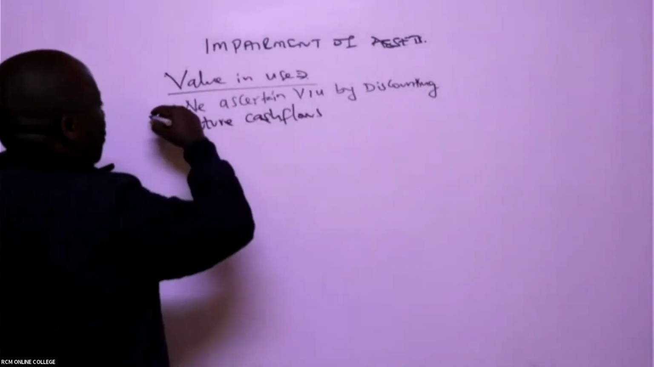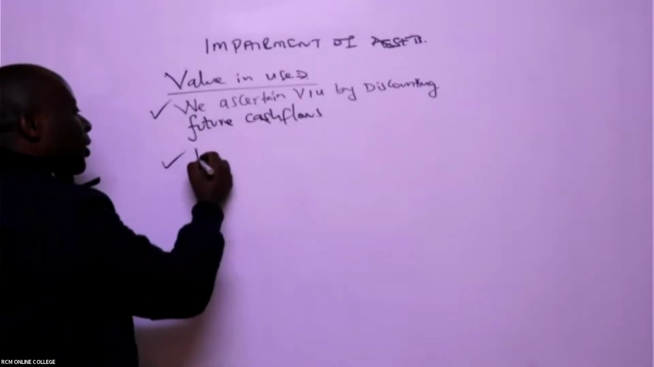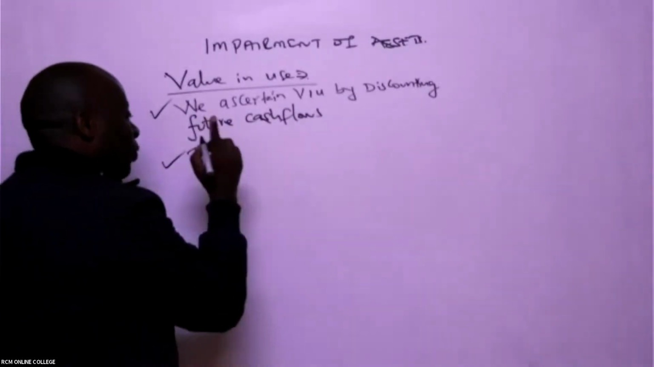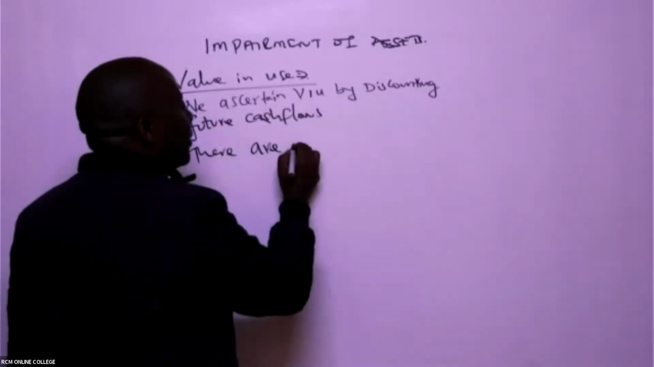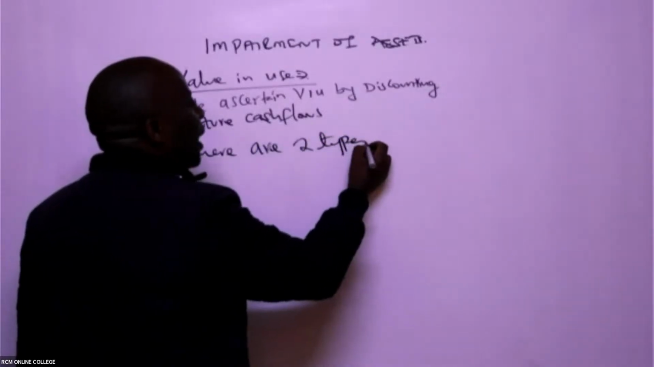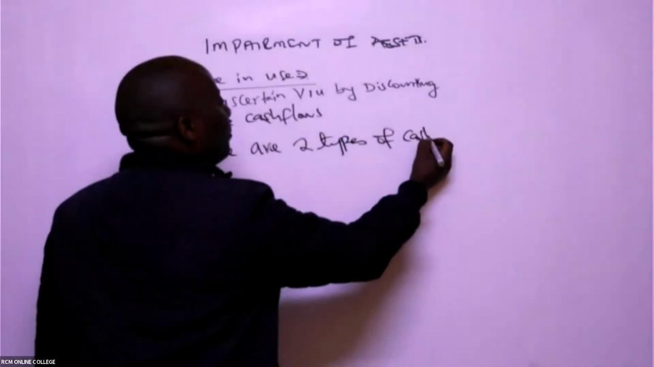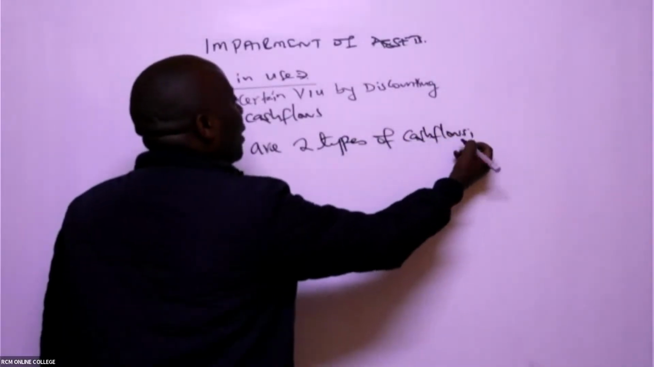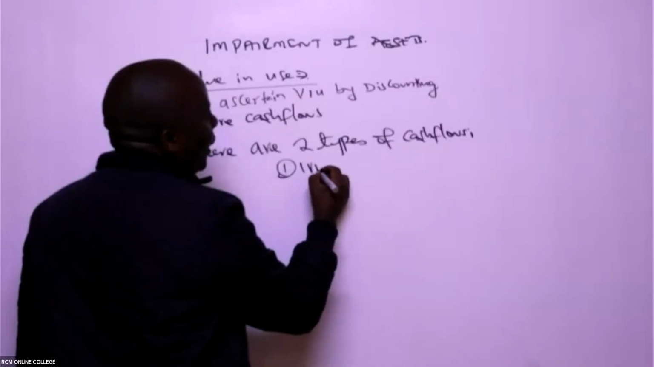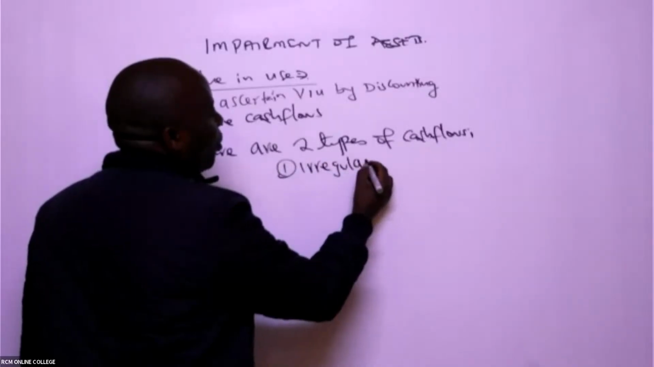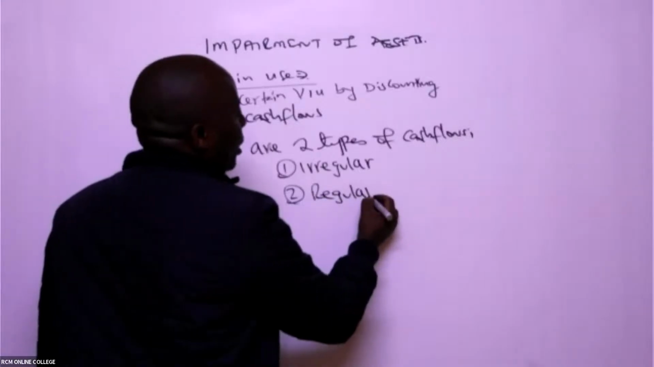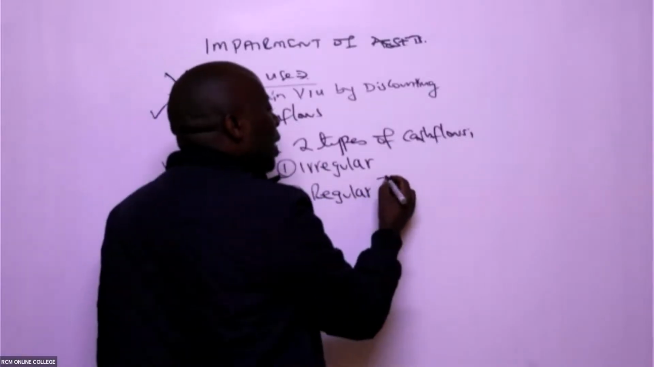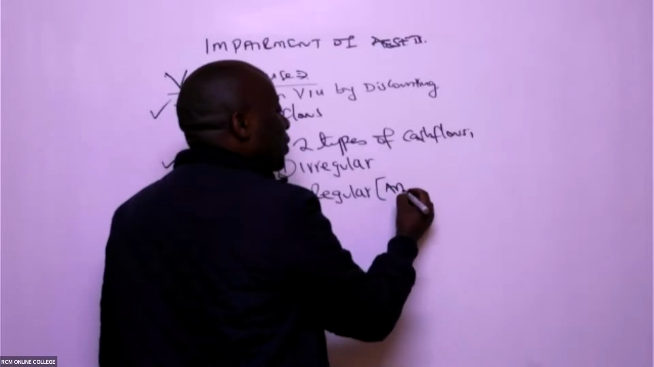Remember that there are two types of cash flows. Do you remember them from your LMS video, Learning Management System video? There are two types of cash flows. We have what we call irregular, and then number two, we have what we call the regular. These regular ones are also the ones we call annuities.